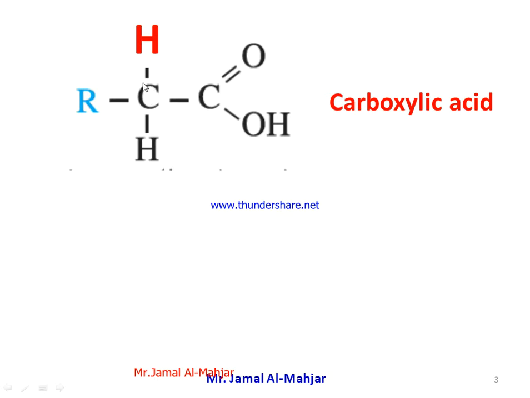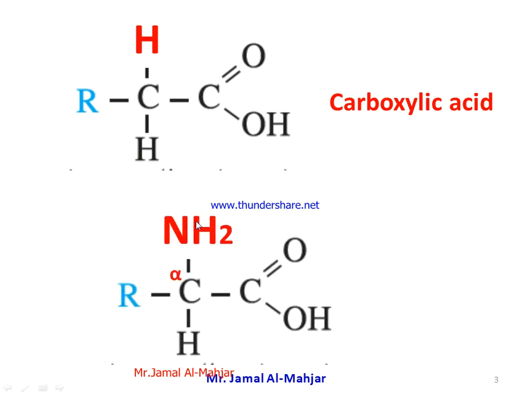Now in the alpha carbon, if you replace one hydrogen atom by an amino group, we call it alpha amino. So this is alpha. This is the number, by the way. So this is alpha carbon. If you replace one hydrogen atom by NH2, you call it alpha amino acid. So alpha amino, because at the alpha carbon we have the amino group, and this is the acid.